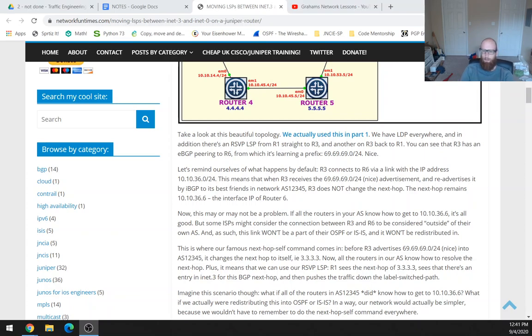Now this may or may not be a problem. If all the routers in your AS know how to get to 10.10.36.6, it's all good. But some ISPs might consider the connection between R3 and R6 to be outside of their own AS, and as such the link won't be a part of their OSPF or ISIS, and it won't be redistributed in.